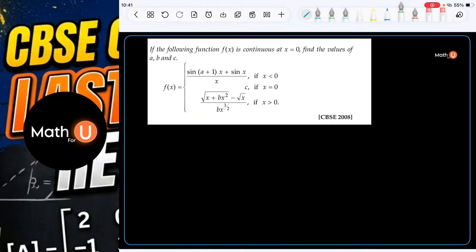Okay, this is the question. If the following function f of x is continuous at x equal to 0, find the value of a, b and c.